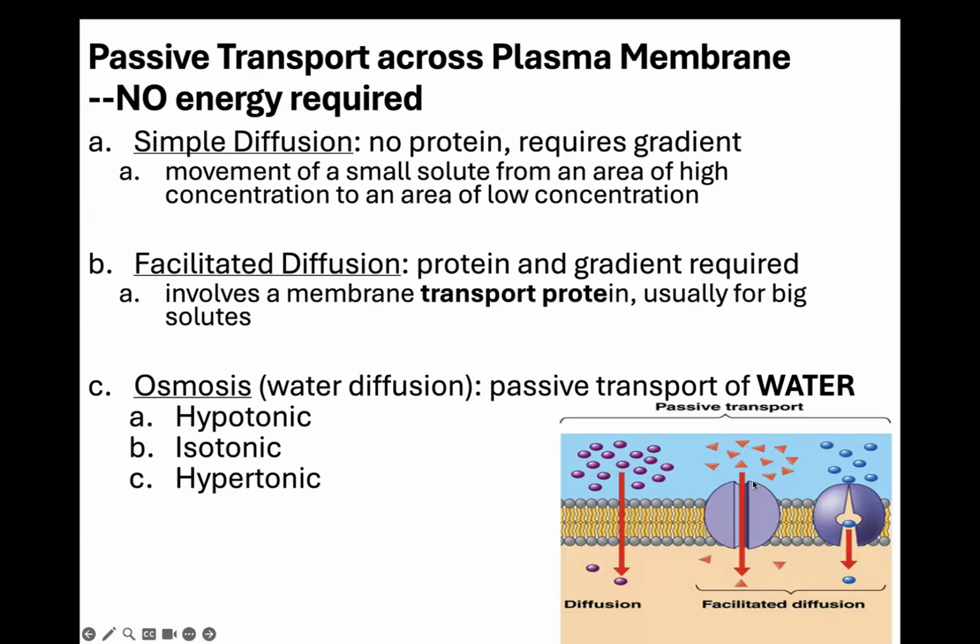Next, we have facilitated diffusion. Facilitated diffusion is also a type of passive transport, meaning no energy required. The only difference between facilitated diffusion and simple diffusion is that facilitated diffusion needs facilitation, meaning it needs help. So it requires a membrane protein. Larger molecules like glucose or ions like sodium can't diffuse directly through the membrane, so they require a protein in the membrane. And so that's an example of facilitated diffusion. They require a transport protein.